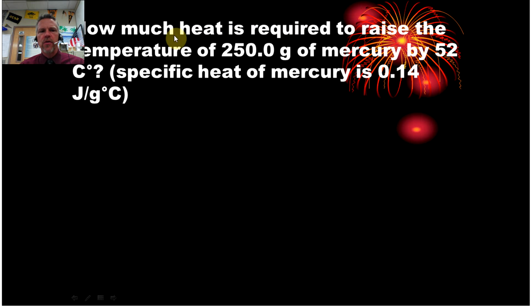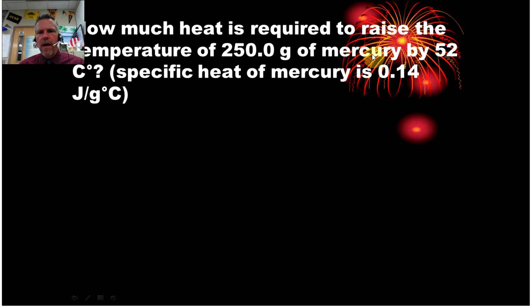Here's another sample problem. How much heat is required to raise the temperature of 250 grams of mercury by 52 degrees C? And it tells us the specific heat of mercury is 0.14 joules per gram degree C. Okay, so again, we have to parse the problem, figure out what we know, what we're trying to find. It says how much heat, if you remember, this is Q. So we're trying to find Q. To raise the temperature of 250 grams, that sounds like a mass, right? So there's our mass, M. And we have our specific heat, which is capital C, that's 0.14 joules per gram degree C. The other number we have in this paragraph is by 52 degrees C.